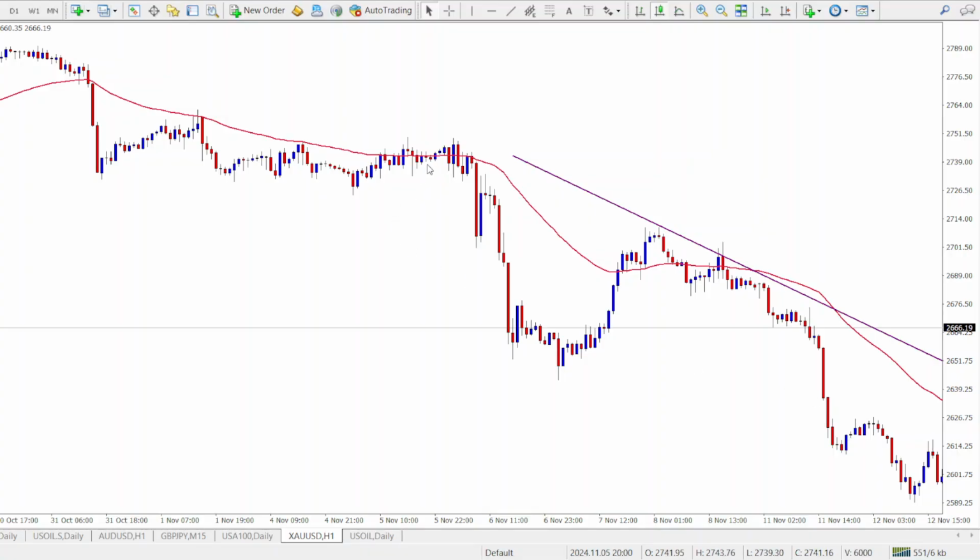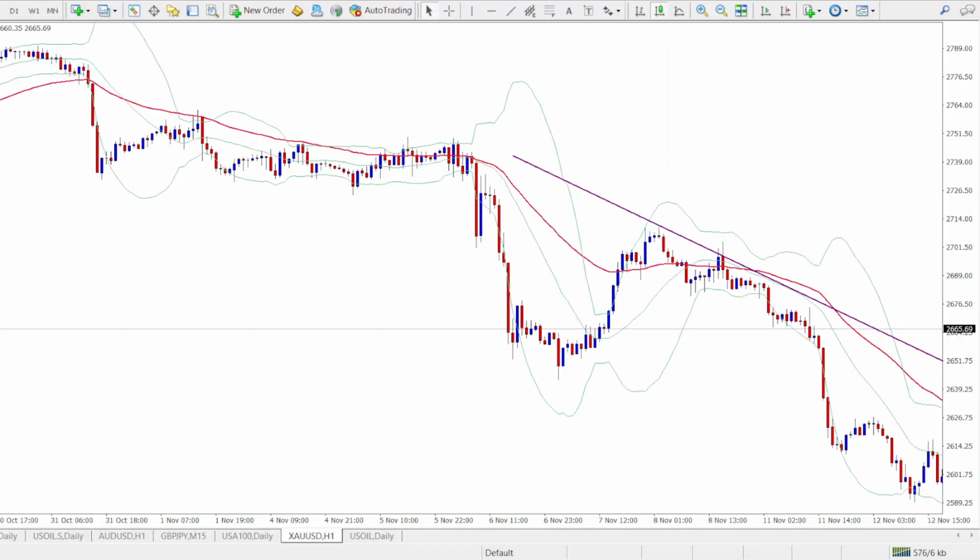Now let us talk about the Bollinger Bands. Here we go. The Bollinger Band is an amazing indicator for spotting breakouts. Bollinger Bands measure market volatility and provide a visual representation of price extremes. So here's what to watch for.